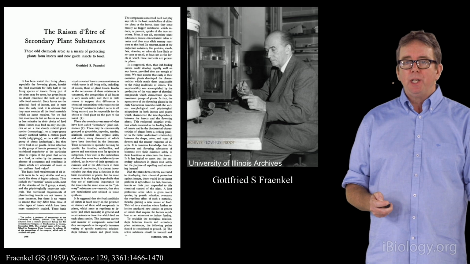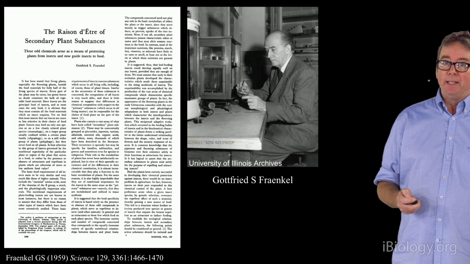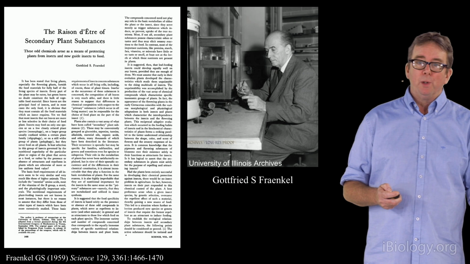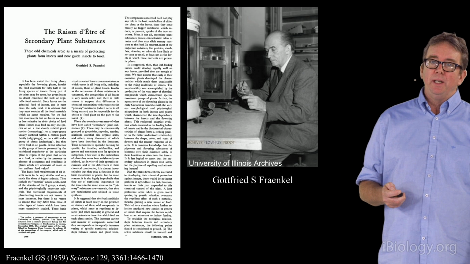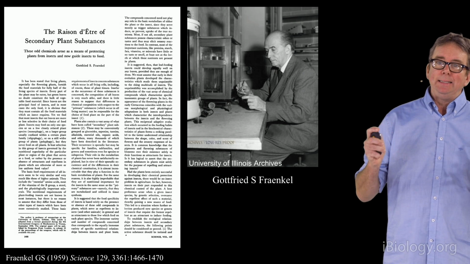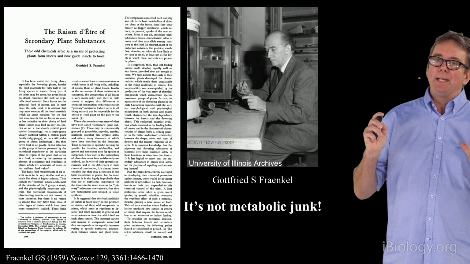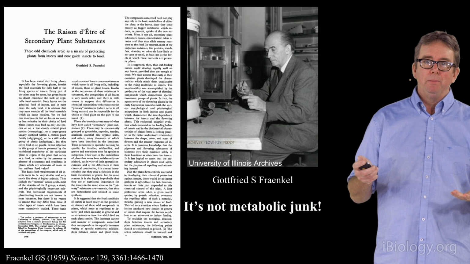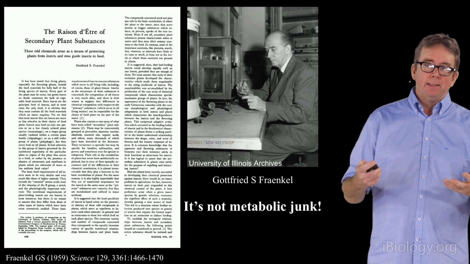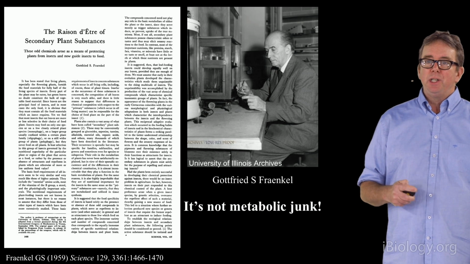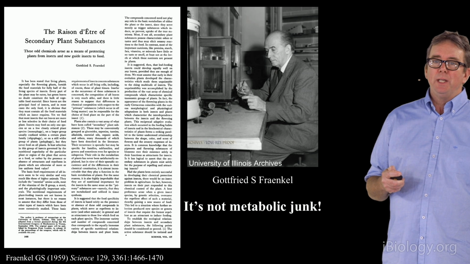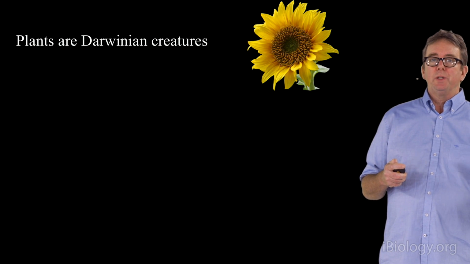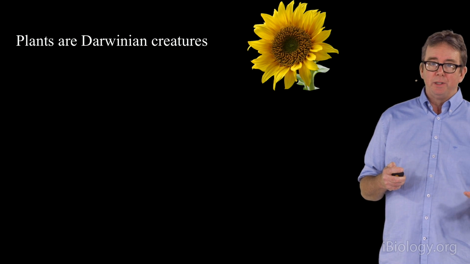Well, that all changed in 1959, when Gottfried Fraenkel from the University of Illinois published this important paper in Science called The Raison d'Être for Secondary Metabolites. And what he basically said is, hey guys, it's not metabolic junk. These are the things that plants use to solve ecological problems. And this idea, published in 1959, generated an absolute enthusiastic outburst of theory from ecologists and zoologists.